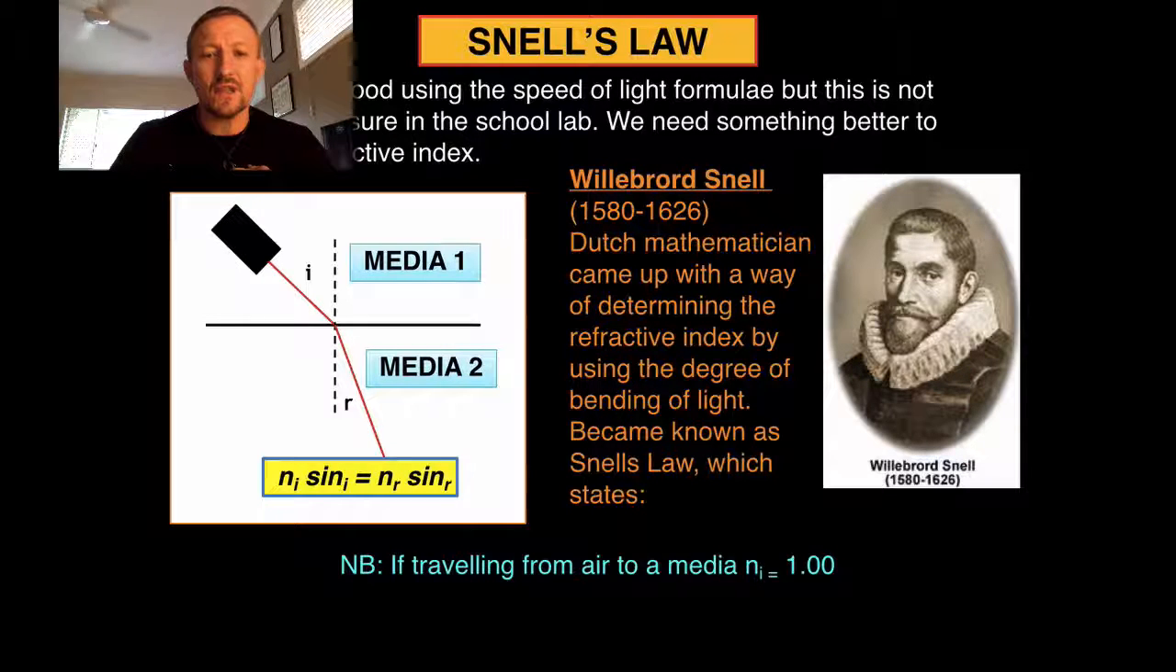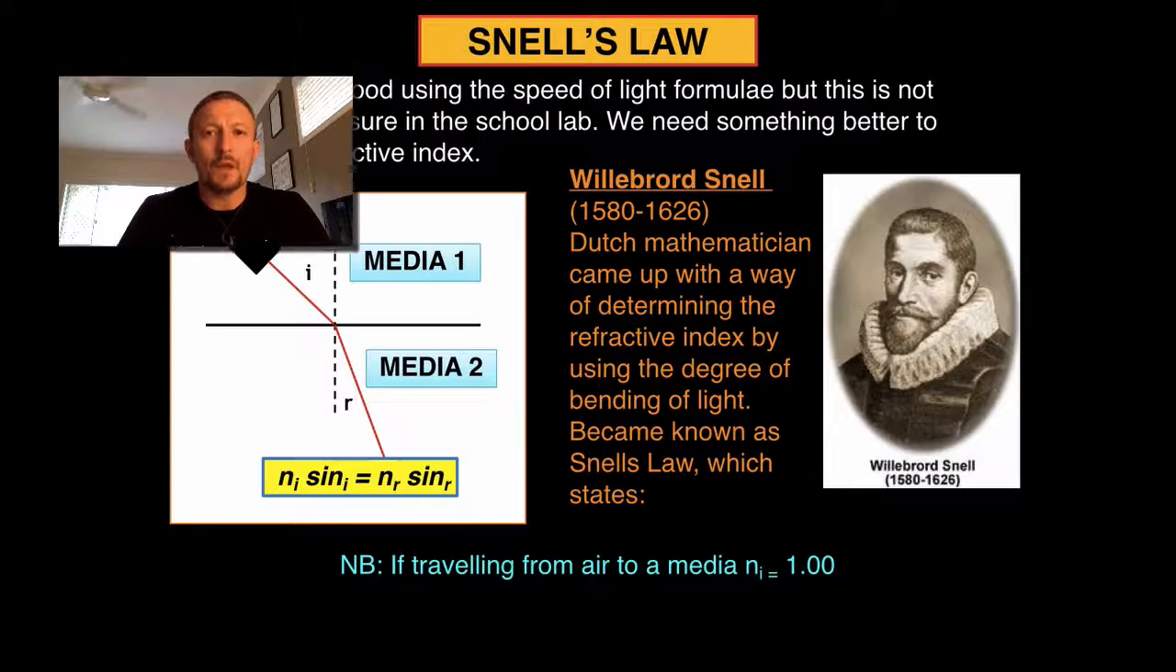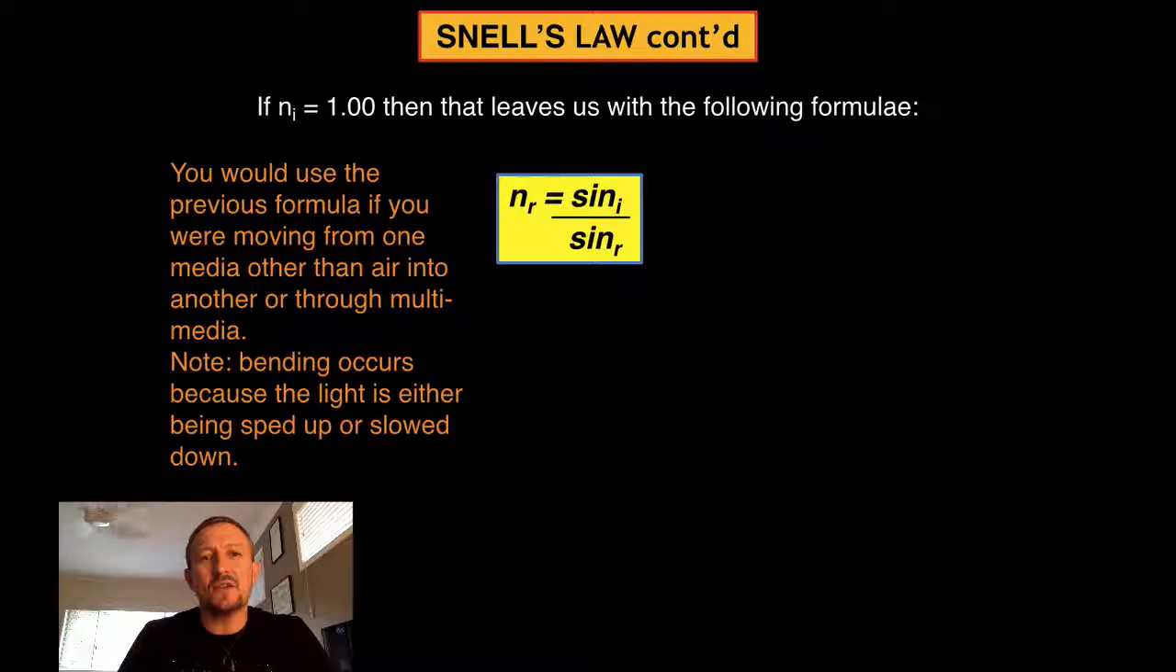So the result is that if we're going from air, we know that Ni is going to be 1. So if I wanted to find the refractive index for the second medium, Nr would be made up of sine theta I divided by sine theta R. So this is the formula that we would get if we were going from air. You can see that the refractive index of the second medium, R, will equal sine theta I divided by sine theta R as we're moving from one to the other.